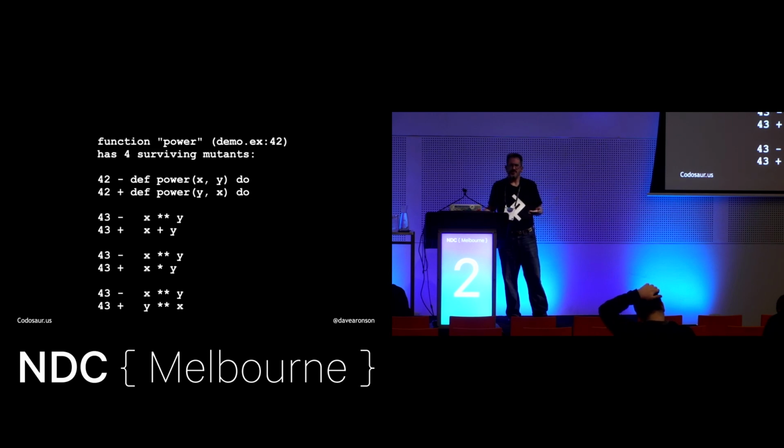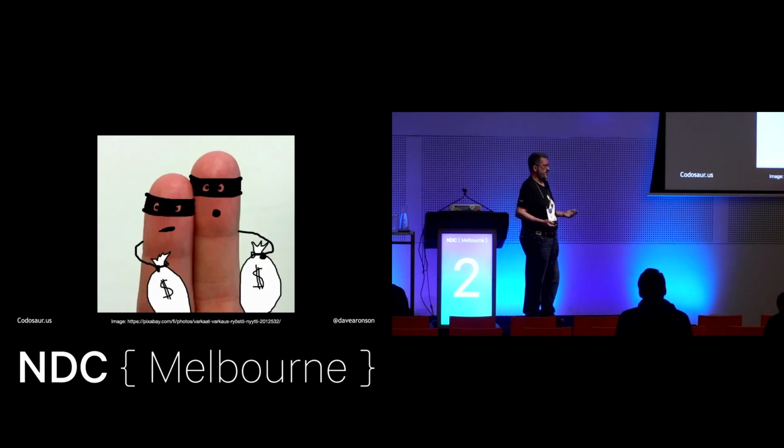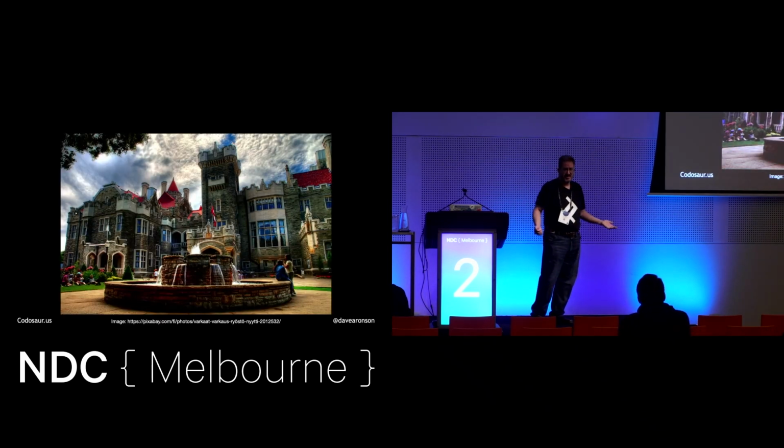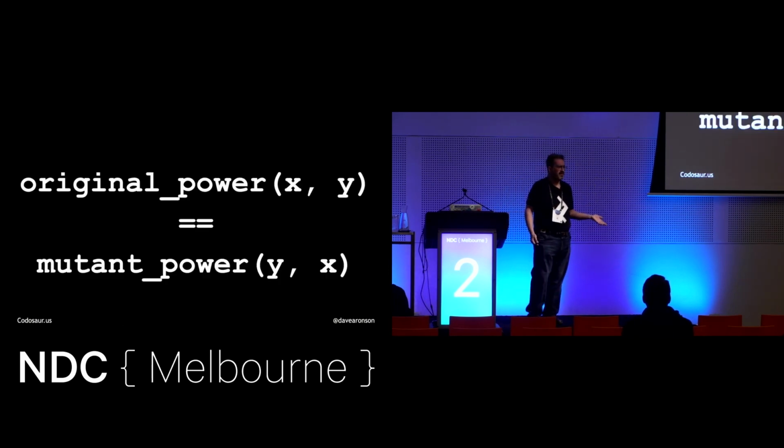So the question boils down to, how are these mutants surviving? Are they pulling heists? Are they getting free room and board at the Xavier Institute? Or what? The usual answer is that they return the same value as the original function, or they have the same side effect, whatever it is our tests are looking at.